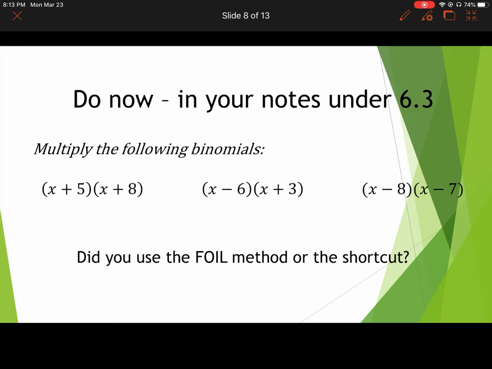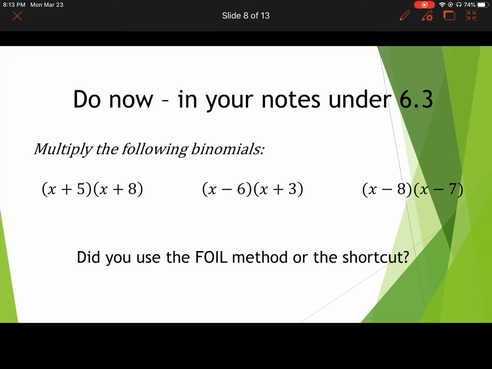This is actually the same slideshow, the same PowerPoint, as the last lesson. So if you worked ahead and maybe got a little confused, this should help clear it up. If not, that's fine. This is going to be the notes for 6.3b. Just to recap, what you should know at this point is how to solve these using the FOIL method, right? So first, outside, inside, last. Or you could use the shortcut if you understood the shortcut. There's nothing wrong with using it at this point.